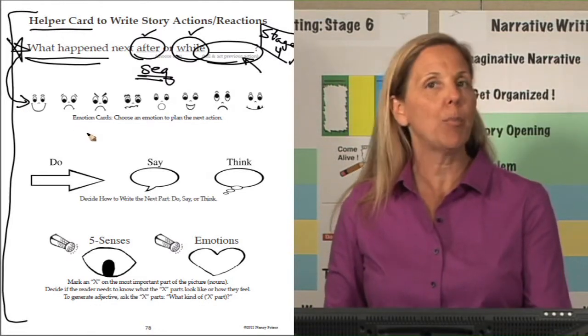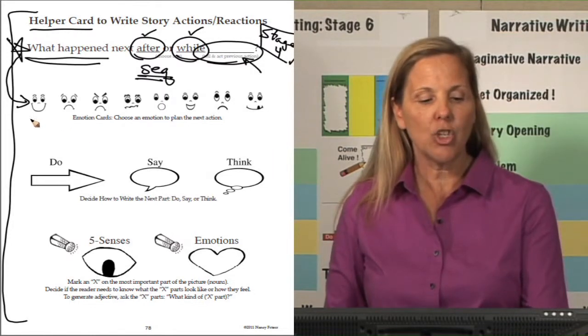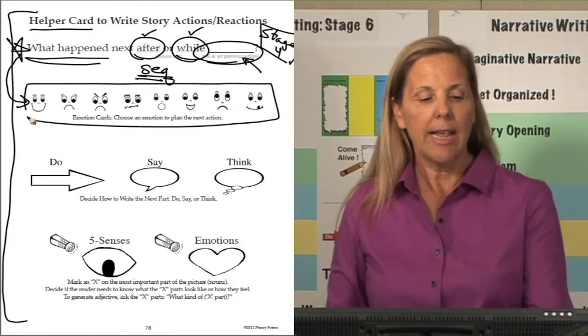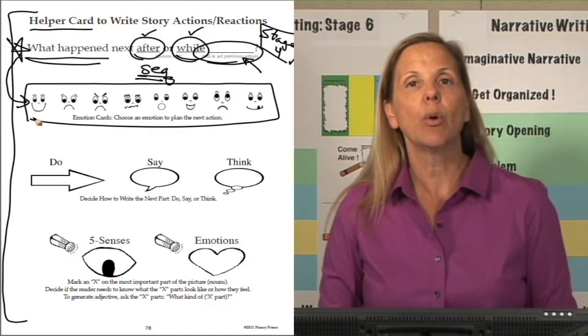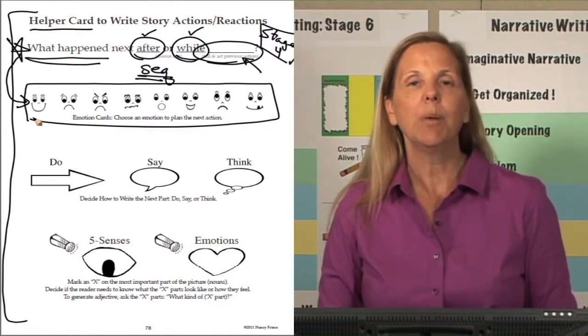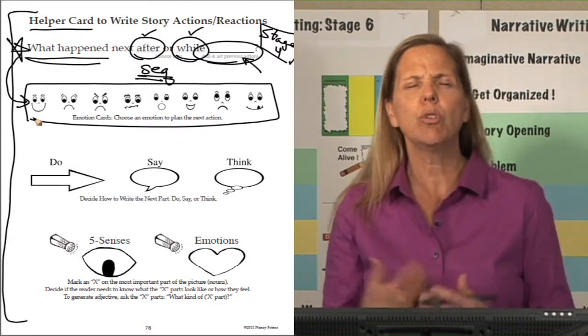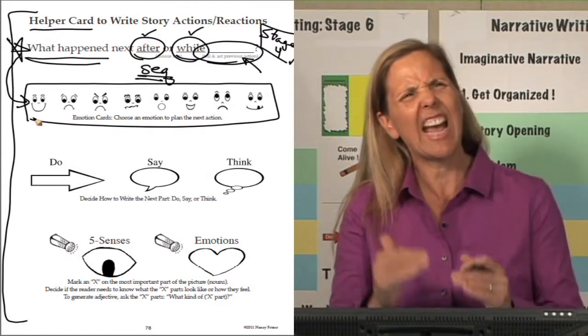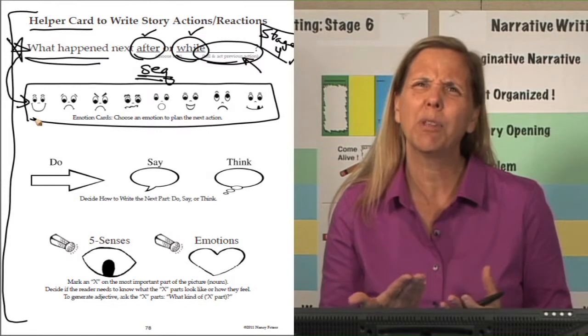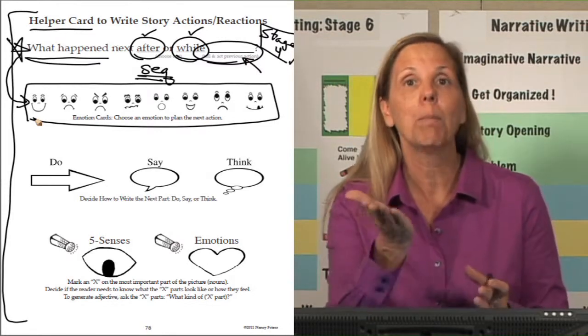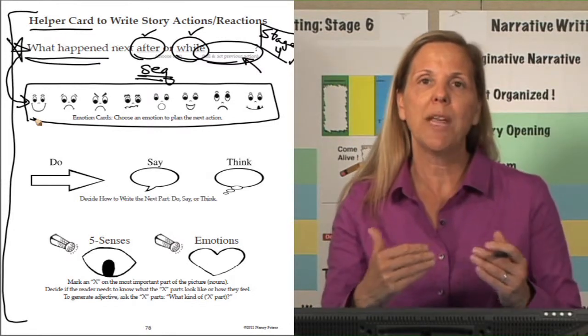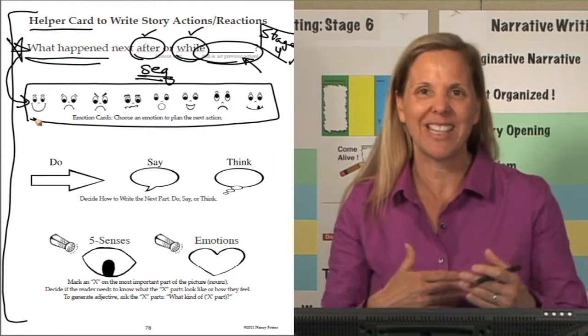If they can't come up with an idea, then they can choose an emotion card. And the emotion card is going to help them come up with an idea, because when characters do things in stories, they have an emotion. So if a student is saying, what happened next while the cat climbed the tree? I can't come up with an idea. Let's make it interesting. Pick an emotion card. And when you pick an emotion card, it helps you come up with an idea.